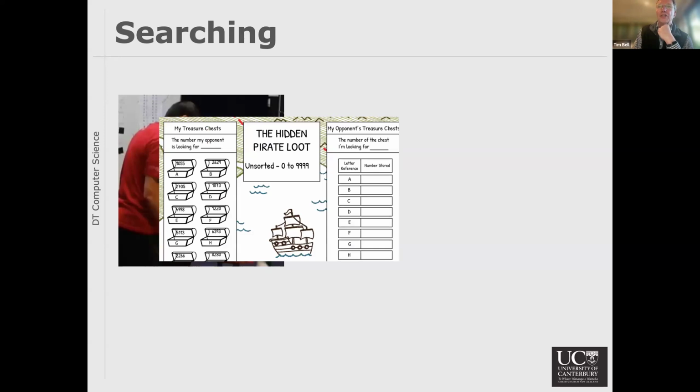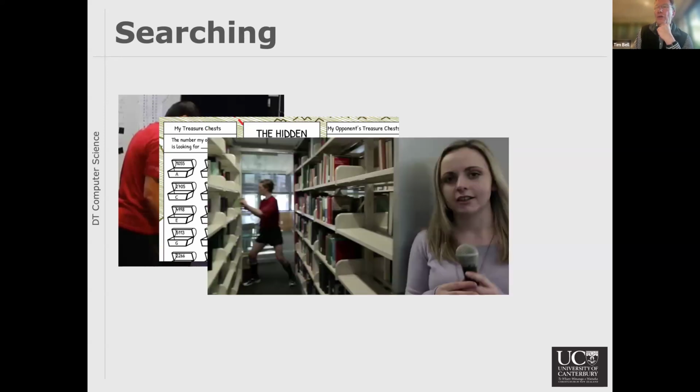We've got things like, it's a bit like battleships or hidden loot. There's the video on the field guide. This is Caitlin Duncan. She wrote most of that chapter, and she did a video searching for books in a library that illustrates some of the different algorithms you could look at.